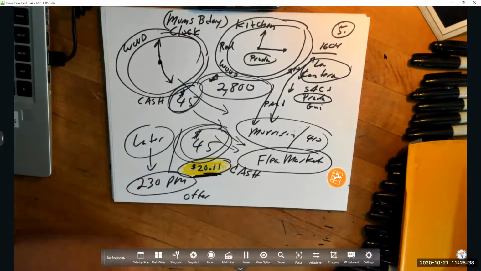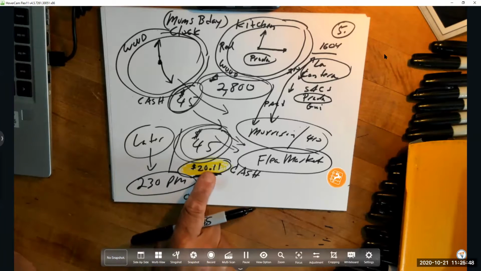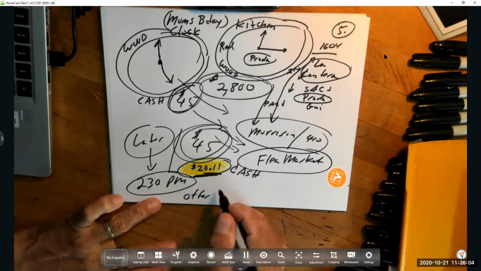If you offer the man $20.11 only, and it's already 2:30 in the afternoon and people are closing out shops, putting their junk away to leave, you think he'll take this cash? Yes or no? Or you think he's gonna put all the stuff back in his box and take it home in his truck? What do you think? Will he sell it to you? Yes or no? Guess. Yes, for sure.